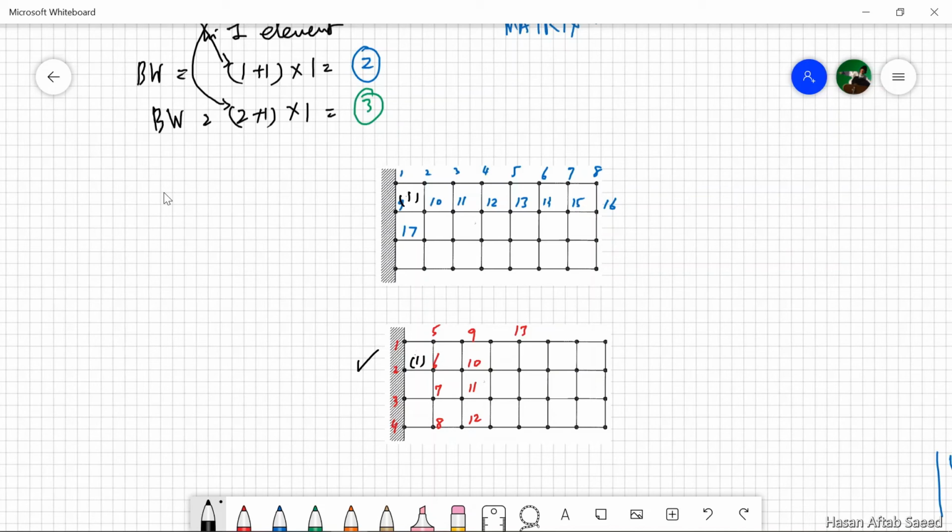Now the maximum difference is 10 minus 1, which is 9. In the lower case, the difference between the maximum and the minimum node number is 5. So it should give you a smaller bandwidth. Let's check this. And the same goes for all the other elements. If you talk about the other elements, you have the same difference in either scheme.